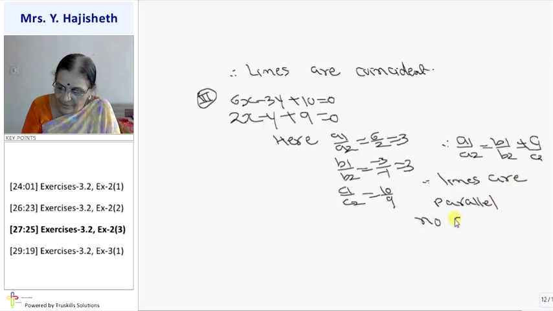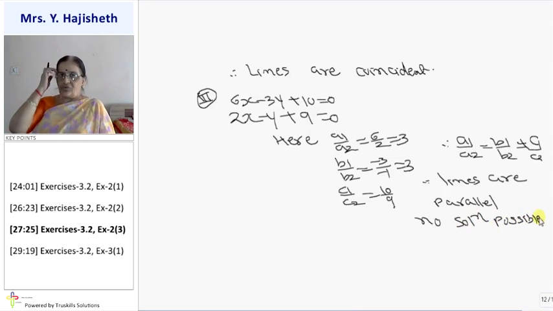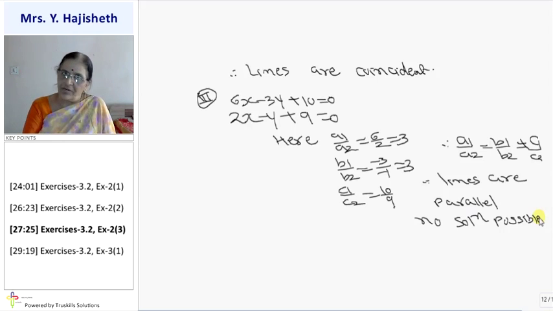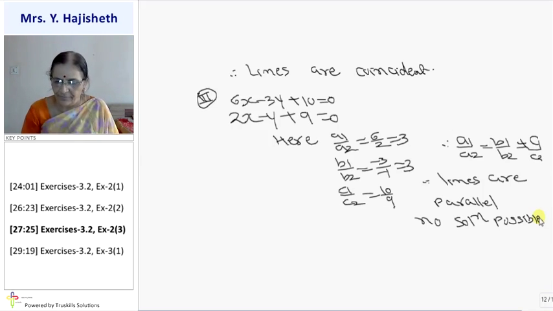And no solution, clear? Without solving them algebraically or geometrically, I can get the idea about their solutions. Whether they have a unique solution or no solution or infinite solutions. Whether they are consistent, inconsistent or dependent. Whether their graphs intersect at one point, do not intersect or coincide. Everything you will get, all the information, just by checking this condition of the ratios. A1 by A2, B1 by B2 and C1 by C2, these 3 conditions I gave you. By using those 3 conditions, you can make the judgment.